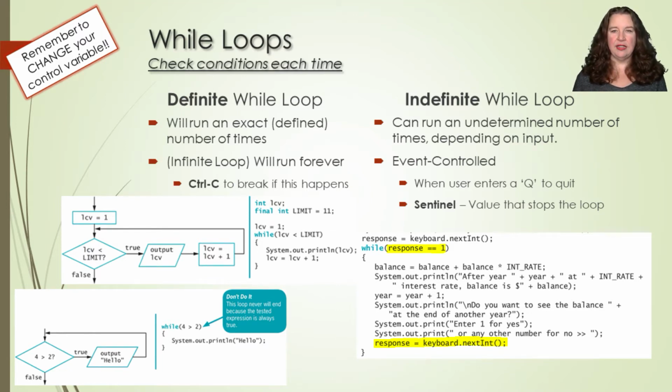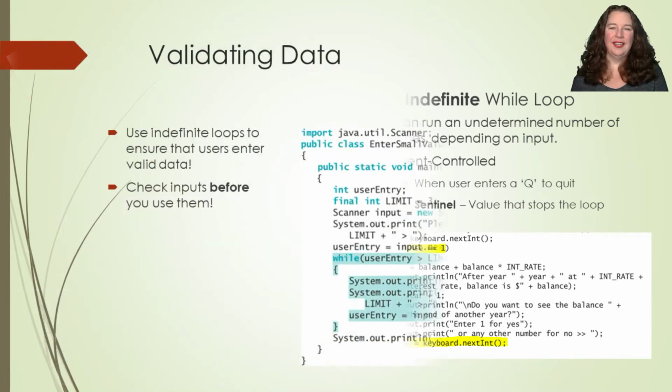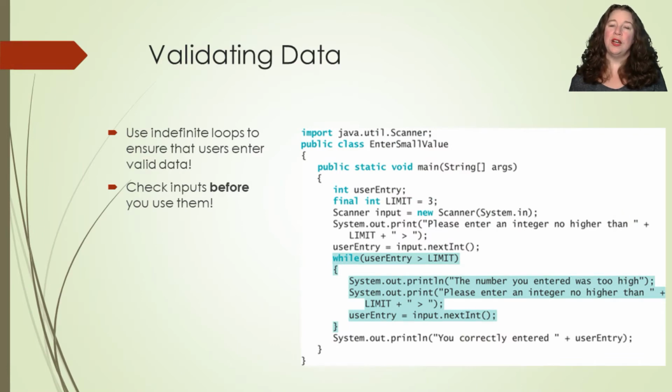It's the guy who's standing there figuring out whether to let you out of the loop or not. So you can imagine a little soldier standing on a parapet. Sentinel. He's standing there figuring out whether or not to let the loop keep going. One of the things that we like to use while loops for is what we call validating data, making sure that the user put in the right information.